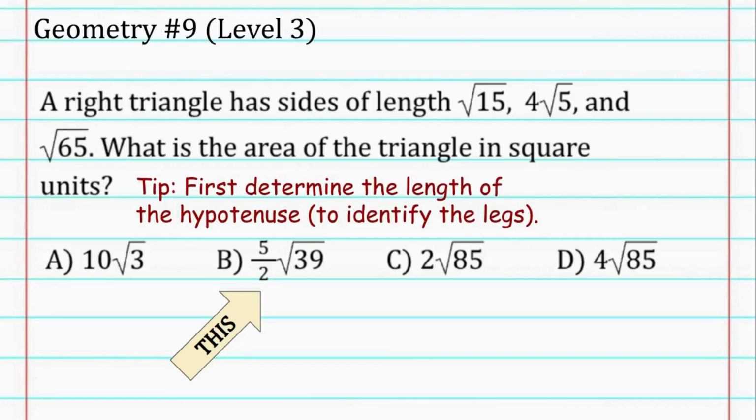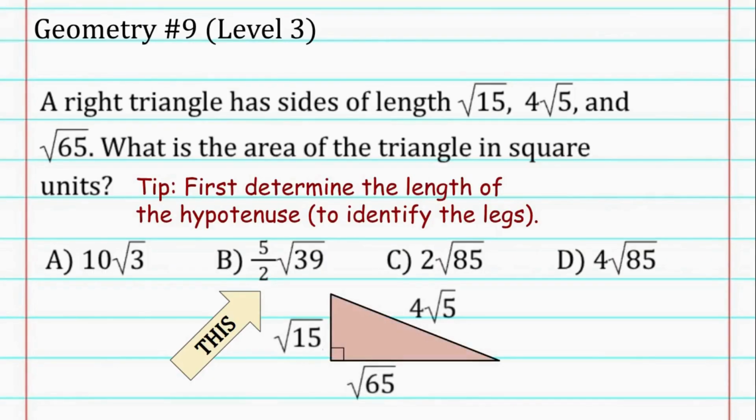The area of a triangle is half times base times height, and that base and height are going to be legs. I'm going to argue the triangle looks like this, which means that the way that I wrote this problem is rather deceptive. You would think that these are the two legs and that this is the hypotenuse, but that is in fact not so. How can I make that conclusion? Well, let's find out.